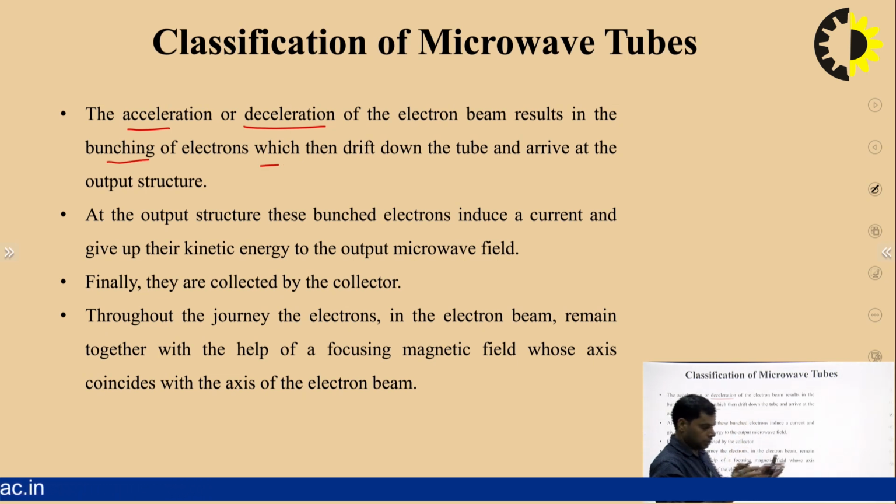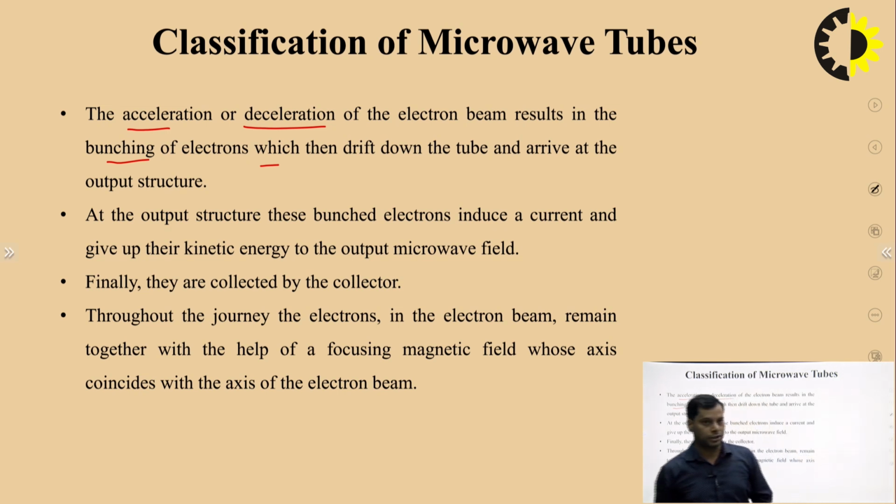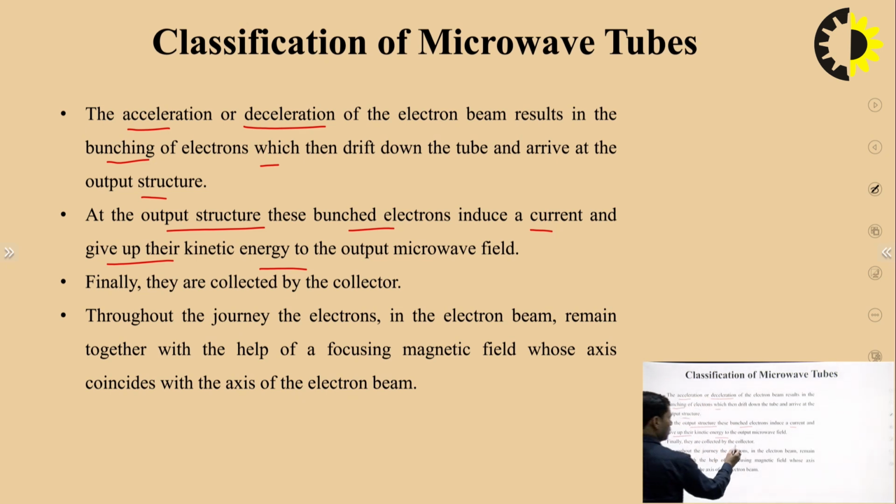The velocity will be reduced, and after that the electrons get together, combining with each other at a certain interval in the drift space, and they create a bunch, which arrives at the output structure. At the output structure, these bunched electrons induce a current and give up their kinetic energy to the output microwave field, and finally they are collected by the collector.